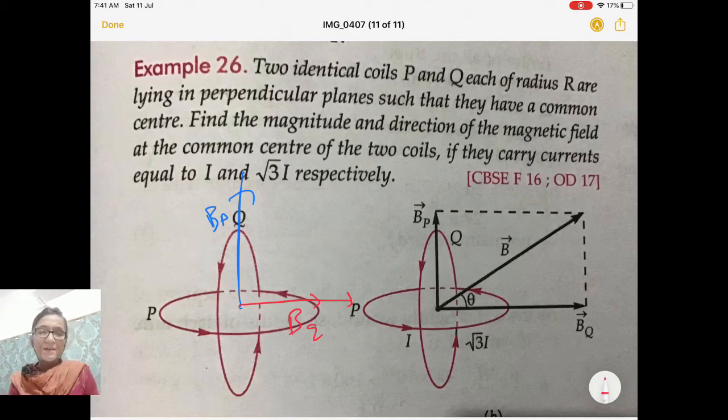according to right hand thumb rule. When you place the curl of your right hand along the arrow side, you will find these directions. They have a common center. Find the magnitude and direction of magnetic field at the common center for the two coils if they are carrying currents, here P is carrying I current and Q is carrying root 3 I current. Okay.